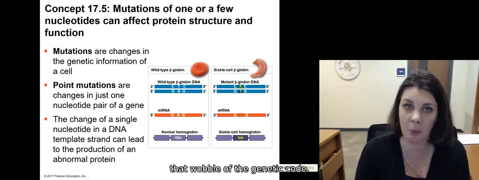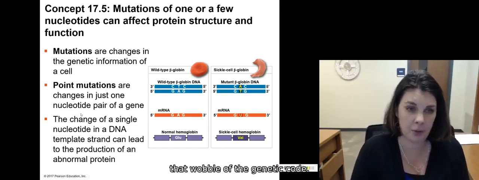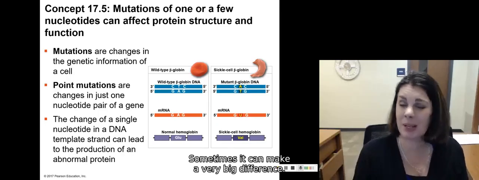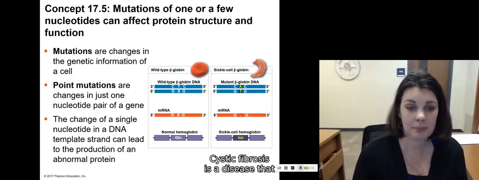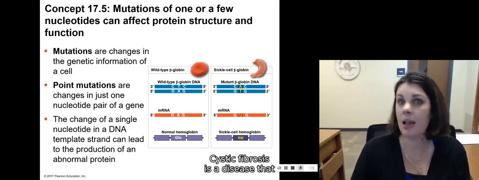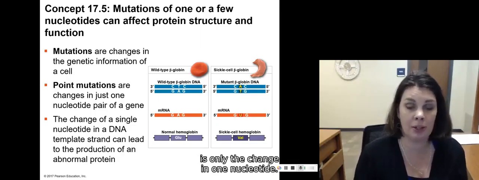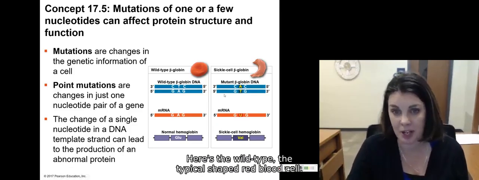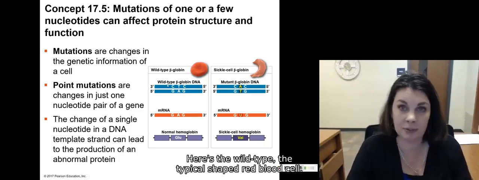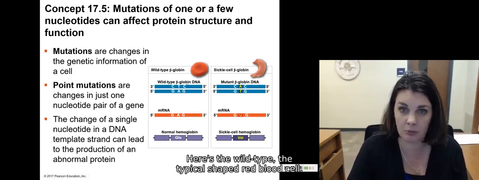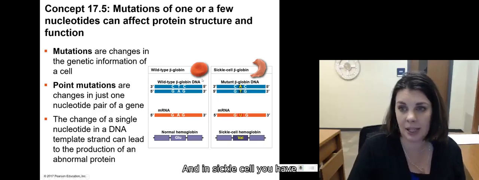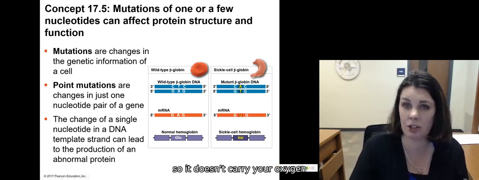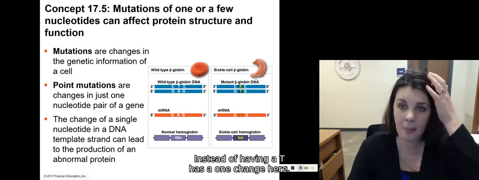Sometimes that doesn't lead to any change because of that wobble of the genetic code. So you might end up making the same protein. Sometimes it can make a very big difference. Cystic fibrosis is a disease that is only the change in one nucleotide. Sickle cell is a change in one nucleotide. So here's the wild type, the typical shaped red blood cell. And in sickle cell, you have this red blood cell that's shaped like a sickle, so it doesn't carry your oxygen through your body as well.